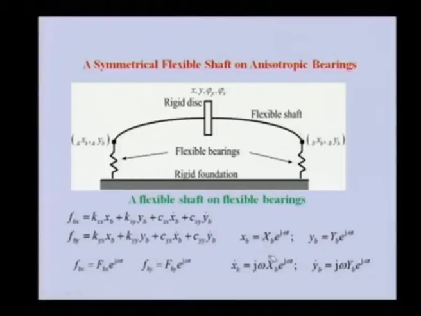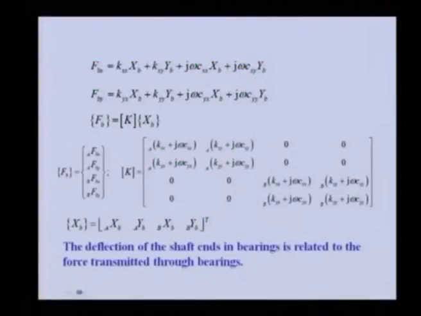So this assumed solution we can substitute in this equation of motion, and if we substitute, we will get this kind of expression in which the time dependency, e^(jωt), is common, so that will go. Now you can see that this is the bearing force in the x direction, and this is in the y direction. They are in complex form, and they contain both the magnitude and the phase information. So these two equations we can combine in a matrix form like this.